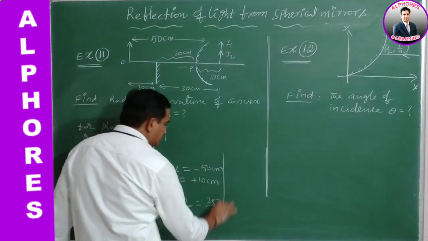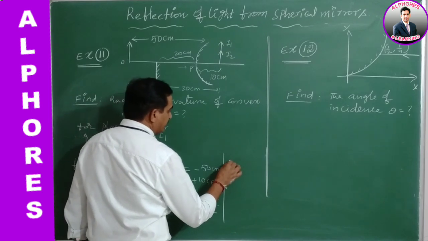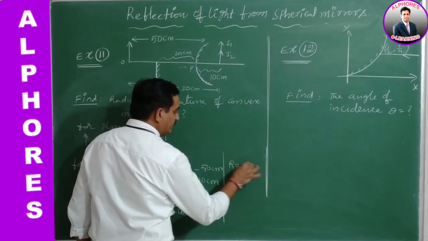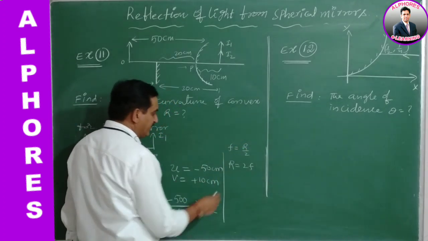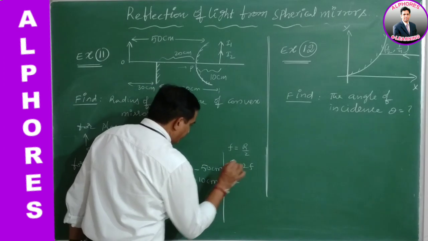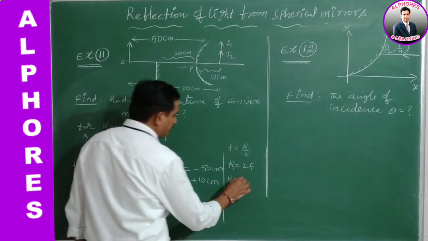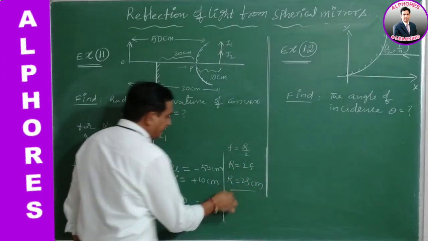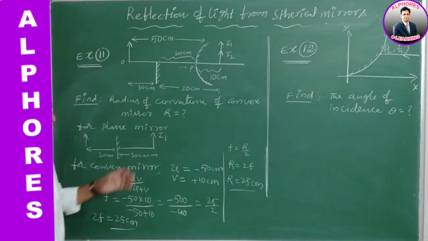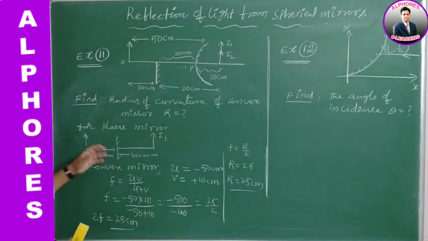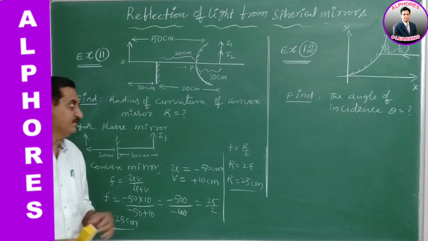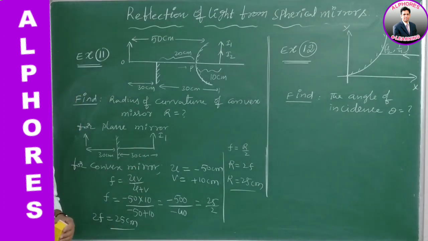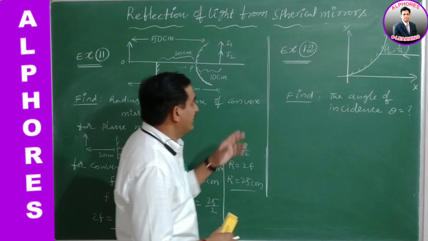So 2f is nothing but the radius of curvature, R equals 2f, because f is equal to R by 2. This is fundamental. So from this, the 2f value is 25, and you will get the radius of curvature of the convex mirror as 25 centimeters. So problem 11 is over. This is the way to find the radius of curvature of a convex mirror. Then go for another problem, the 12th one.